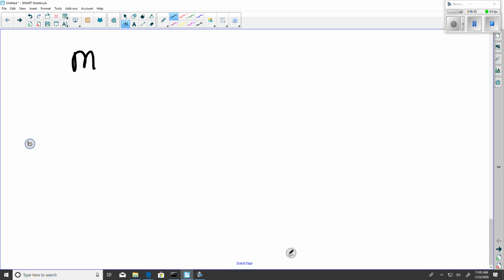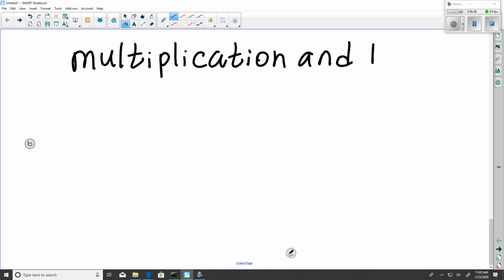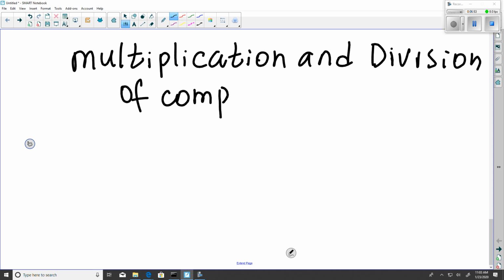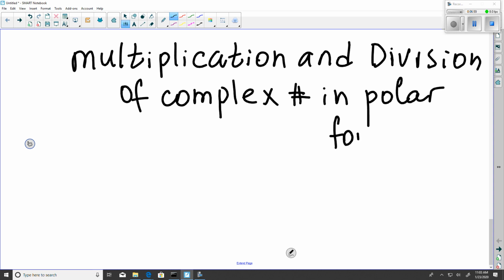We're talking about multiplication and division of complex numbers in polar form. These formulas will not be given to you on the test, however, they're super simple. So let me write the formulas first. I'm not going to prove it. I'll just write them down and I'll show you how they work.